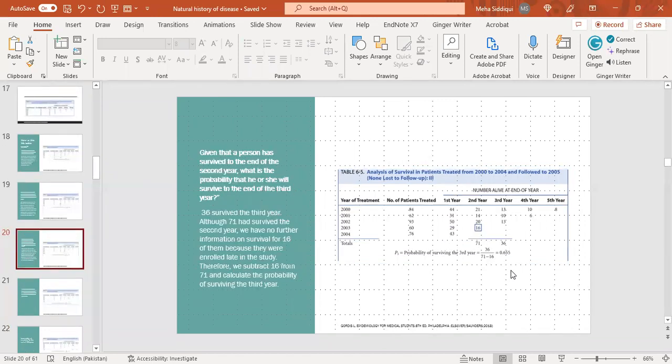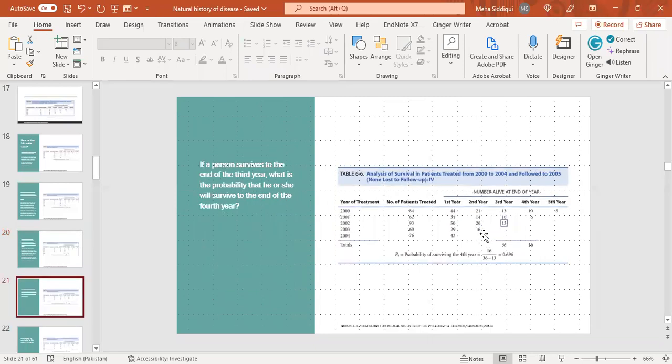Another case is: given that a person has survived to the end of the second year, what is the probability that he or she will survive to the end of the third year? Again, we can see here that 36 survived the third year, although 71 had survived the second year. But we have no further information on survival for 16 of them because they were enrolled later in the study. So we subtract 16 from 71, keeping 36 as the numerator, that is the number of patients alive at the end of the third year. The denominator is 71 minus 16, because these 16 were not observed further.